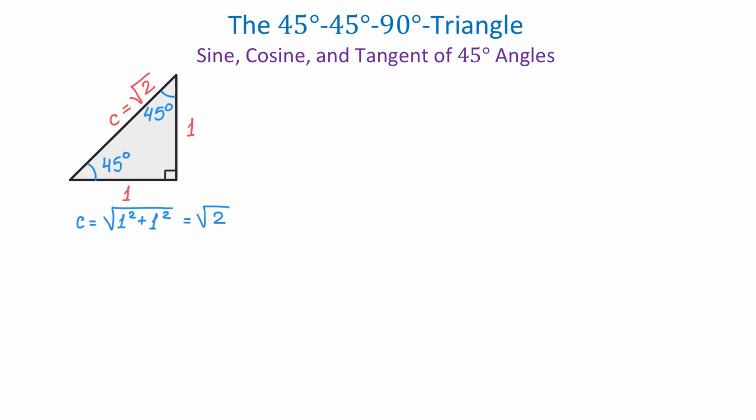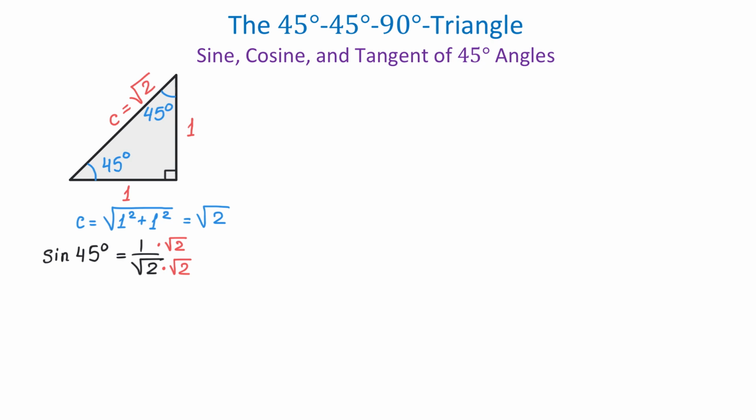Now let's find sine, cosine, and tangent of 45 degrees. We will start with sine of 45 degrees. And by definition, sine of an angle is the opposite side divided by hypotenuse. That is 1 divided by square root of 2. And now to rationalize the denominator, we will multiply the numerator and the denominator by square root of 2.